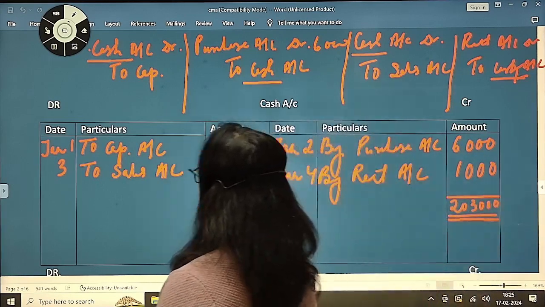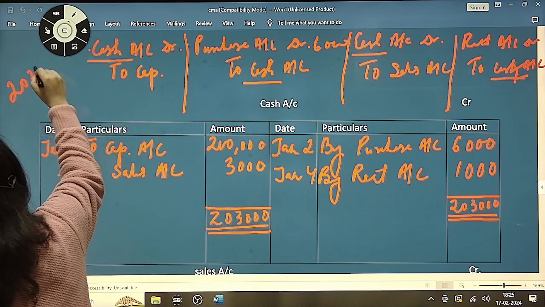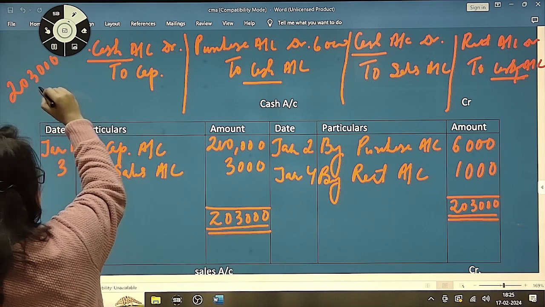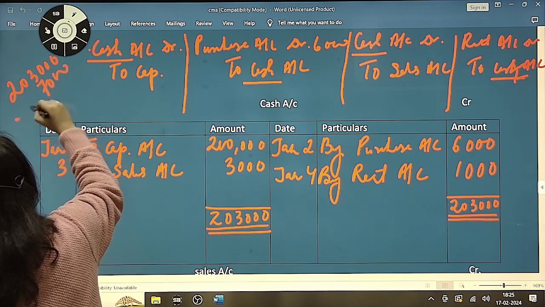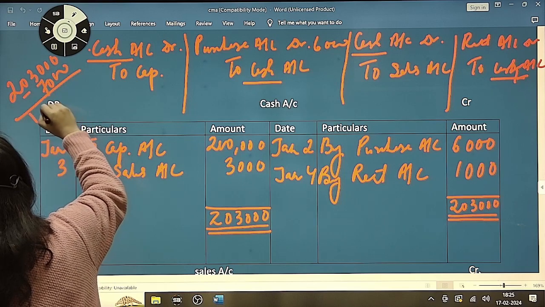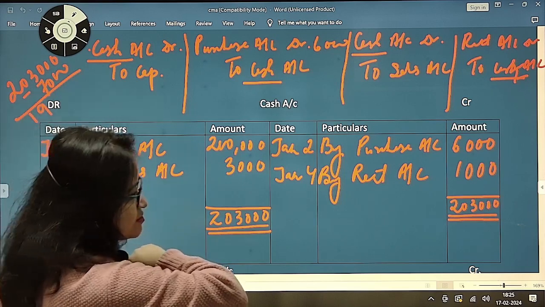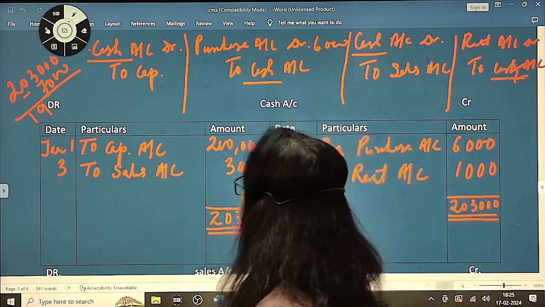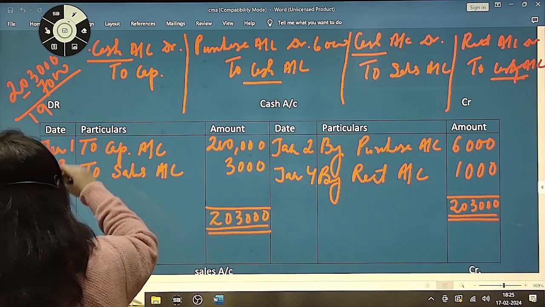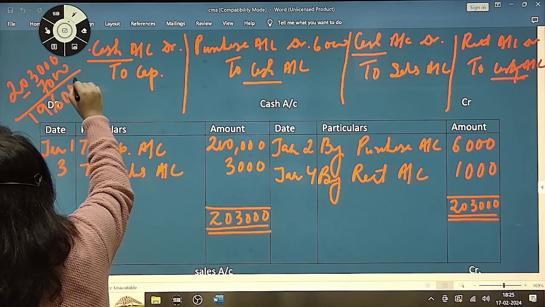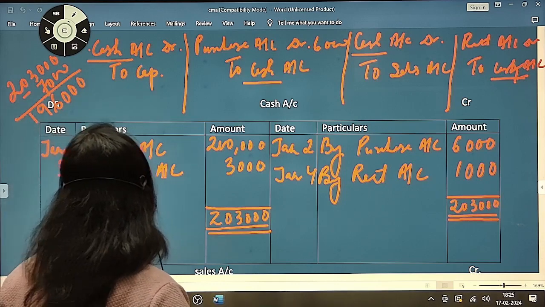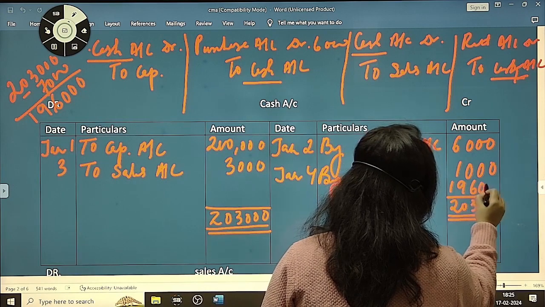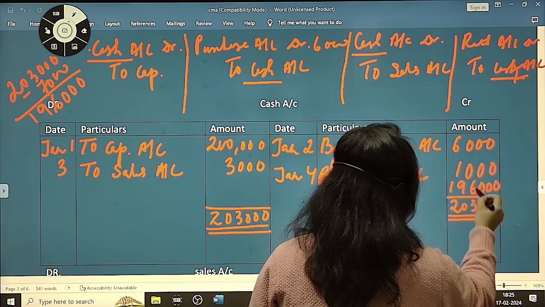Okay, so here this is 7,000 and this is 2 lakh 3,000. So if we will deduct 2 lakh 3,000 minus 7,000, we are getting 1 lakh 96,000. Okay, 1 lakh 96,000 is the balance. So we will write here 1 lakh 96,000. So then only it will be 2 lakh 3,000.